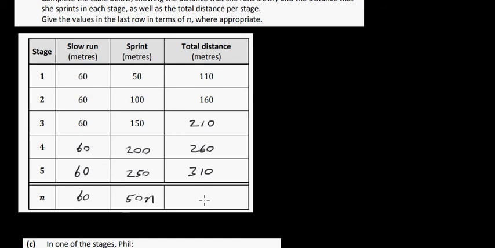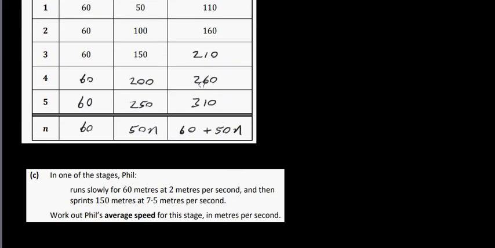Now what about this part here? Well, she's going to do 60 meters anyway, so we have to include the 60 meters, and then she does this 50n as well, so it's just going to be plus 50n. So her total distance will be 60 meters plus 50 times n, the stage number. So you can see here it's actually a linear sequence of numbers, but anyway, we're not asked about that.